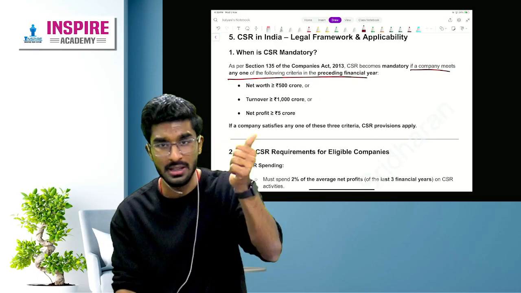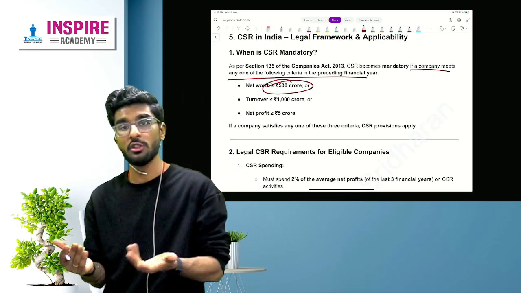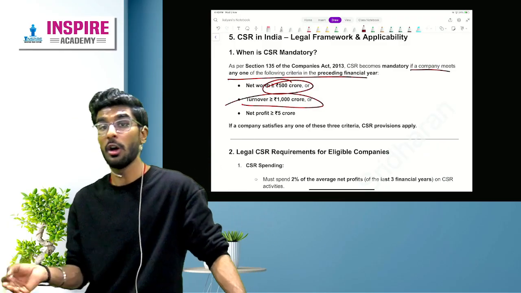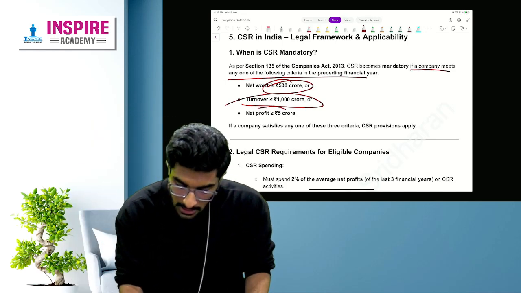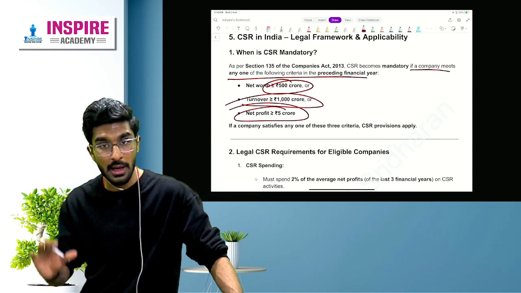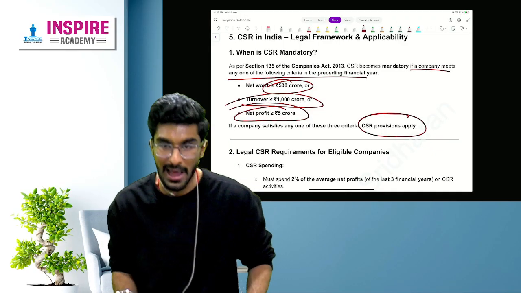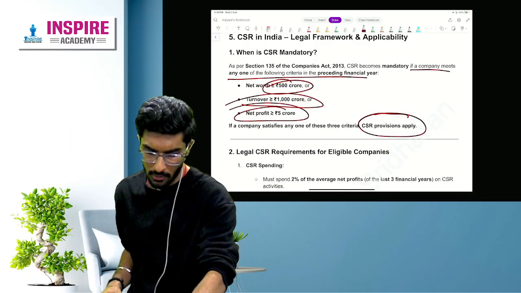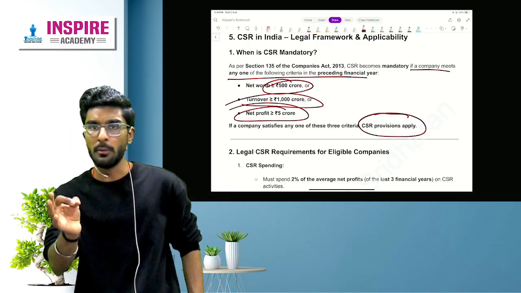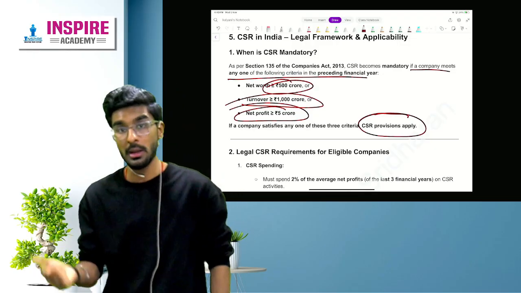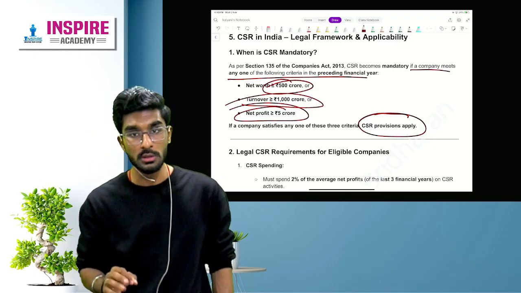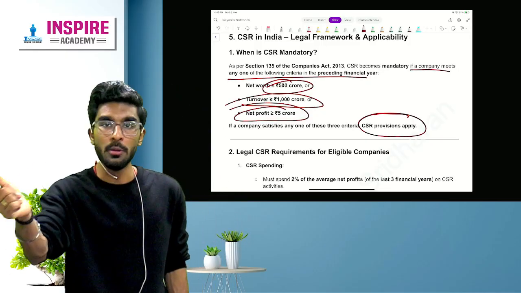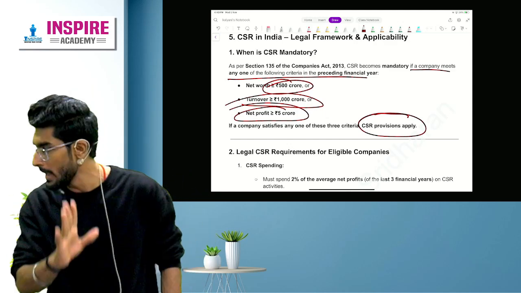Number 1 is, people, in the preceding financial year, the company has crossed a net worth of more than 500 CR, or the company has crossed a turnover of more than 1000 CR, or number 3, net profit: if the company crosses 5 CR, it has to comply with the CSR provisions. So quickly tell me, people, what are the thresholds? Net worth should be more than or equal to 500 CR in the preceding financial year. Turnover should be more than or equal to 1000 crores. And number 3 is net profit should be more than or equal to 5 crores in the preceding financial year. If you meet any of the following conditions, CSR provisions will be mandatory.